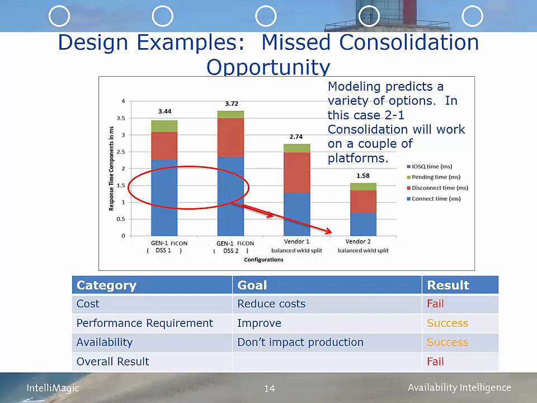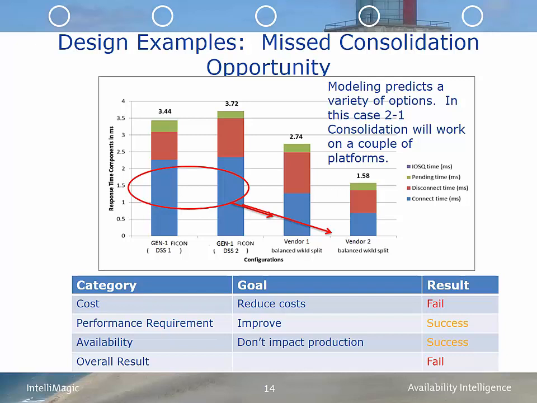So if you look at the chart, you'll see 4 stacked bars. The first 2 stacked bars relate to the existing generation of FICON systems. The next 2 bars relate to 2 different vendors that would both handle consolidation of the first 2 systems onto either one and provide better response time than they were currently receiving.